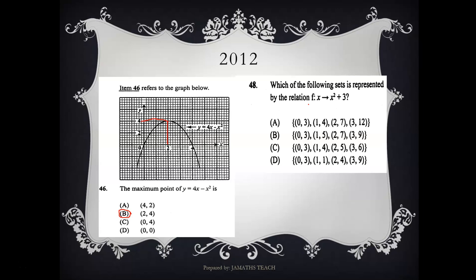Number 48, which of the following sets is represented by the relation f is such that x is mapped to x squared plus 3. And we see that we actually did that in the previous one. So our answer would be A. And we know our answer is A because it's 0, 3, 1, 4, 2, 7, 3, 12. It could have been down at C, but it's still at A.